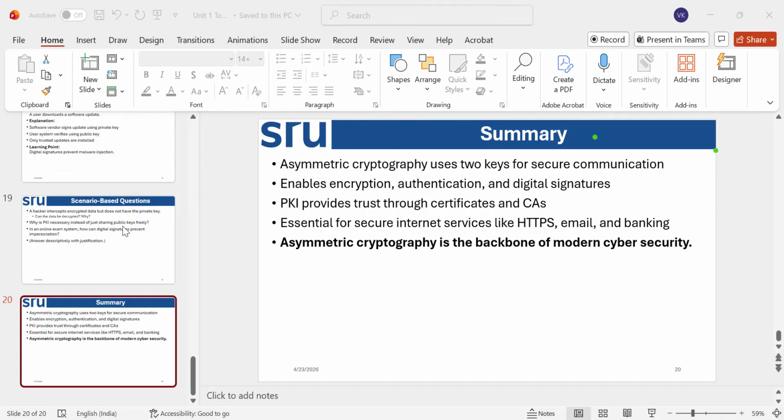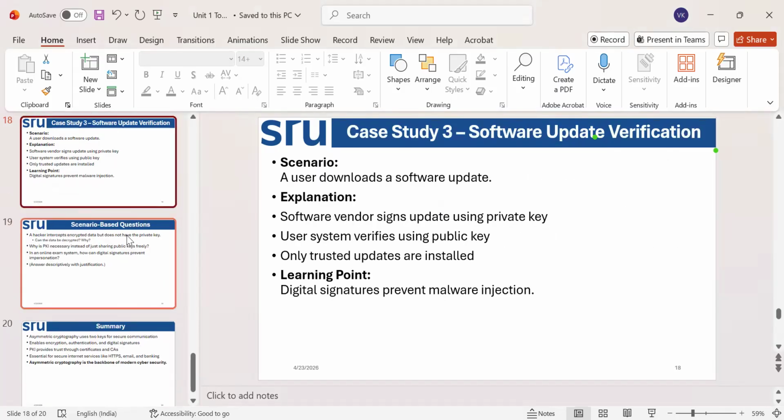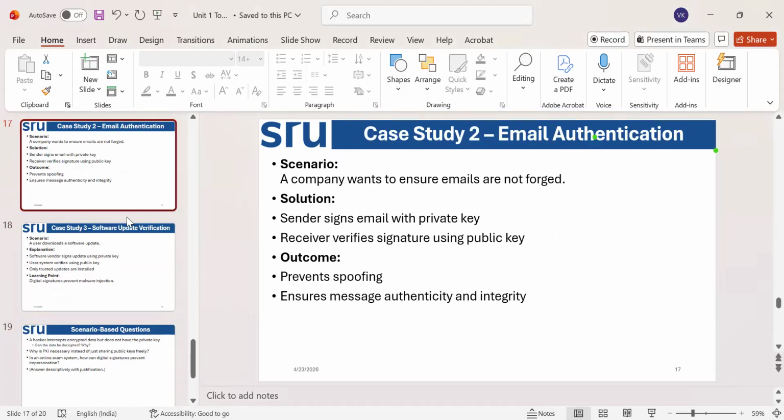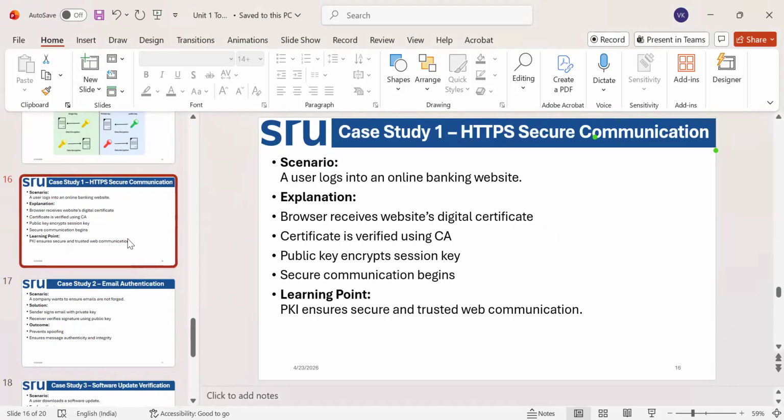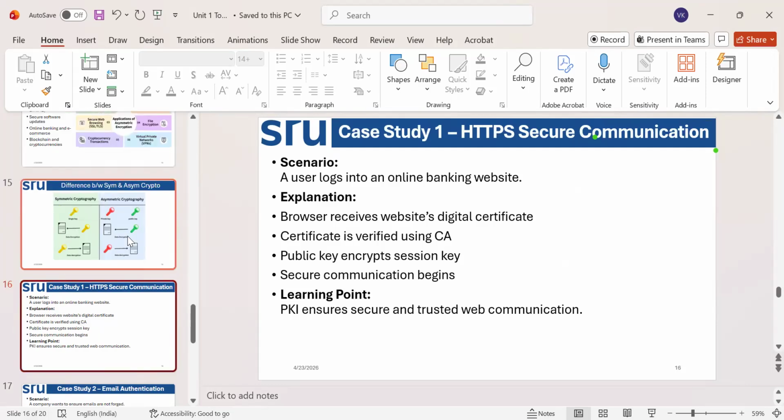So we understood the scenario based things: software update verification, email authentication, and then HTTPS secure connection.